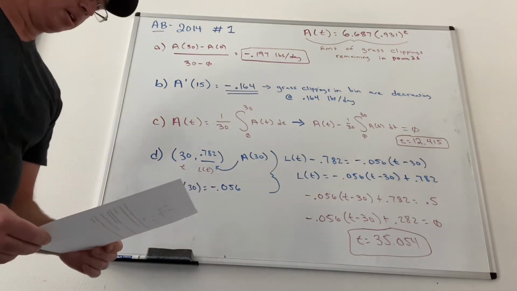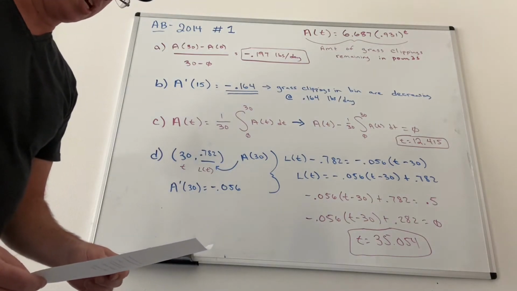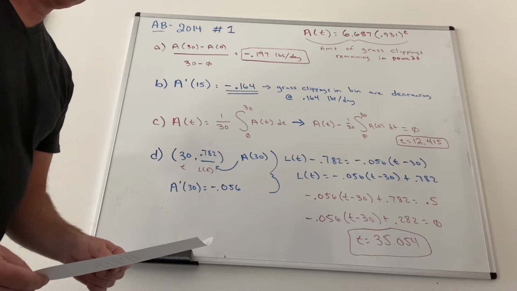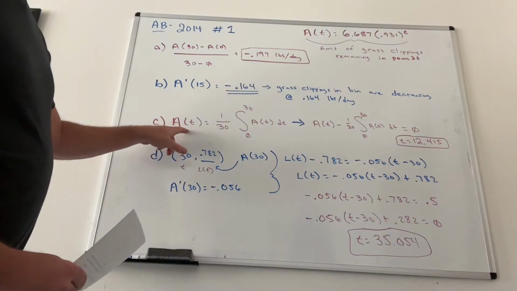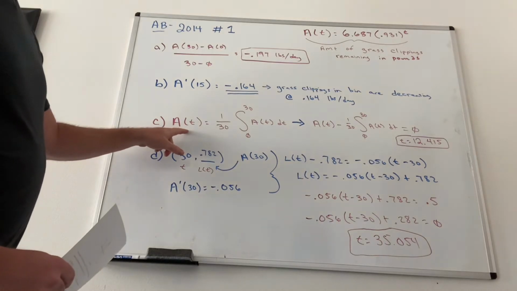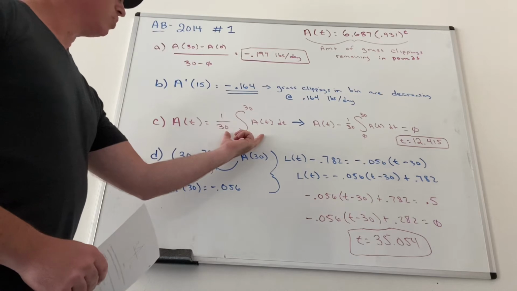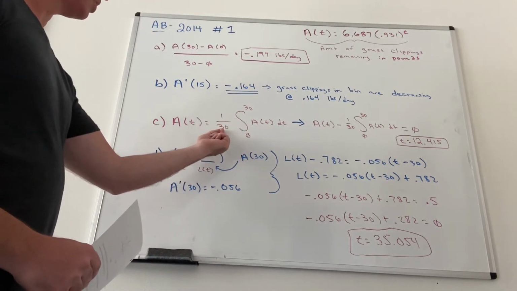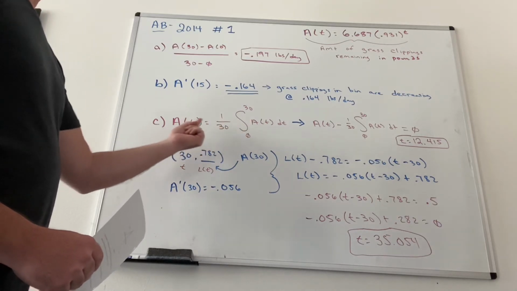Part C. Find the time t for which the amount of grass clippings in the bin is equal to the average amount of grass clippings in the bin between 0 and 30. All right, so A of t is the amount of grass clippings in the bin, and I'm setting that guy equal to the average value of the amount of grass clippings in the bin. All right, that's 1 over B minus A. Okay, so I've set those guys equal to each other.